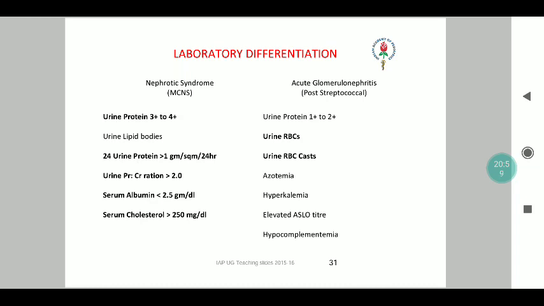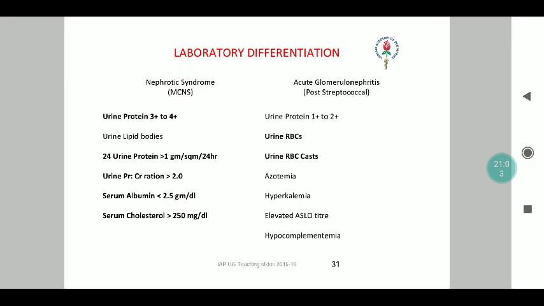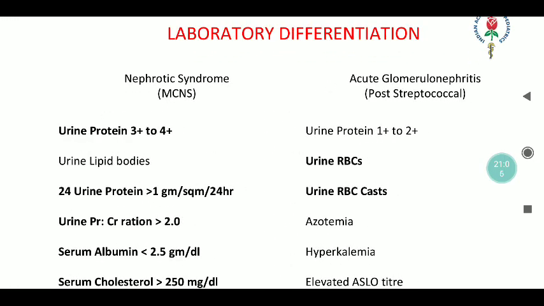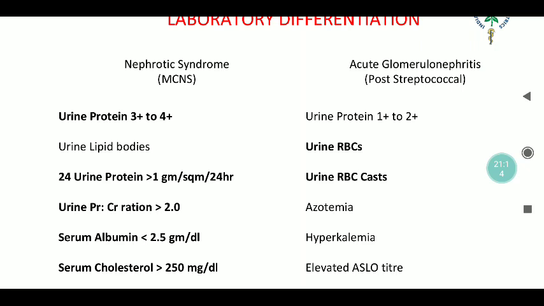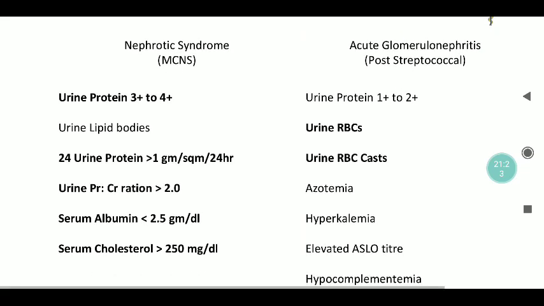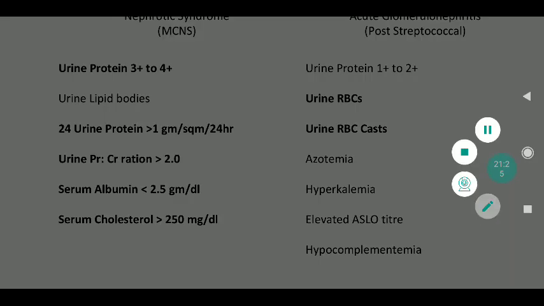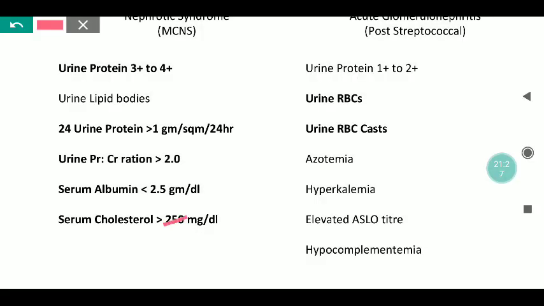Coming to the lab differentiation: nephrotic syndrome of minimal change, generally because it's the most common, will have a urine protein of 3 plus to 4 plus. Urine lipid bodies will be there. 24-hour urine protein more than 1 gram per square meter per 24 hours. Urine PCR more than 2. Albumin less than 2.5. And cholesterol more than 250 is what was given in the old edition. The recent update is 200. Please keep it as 200.